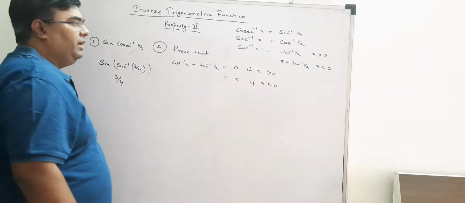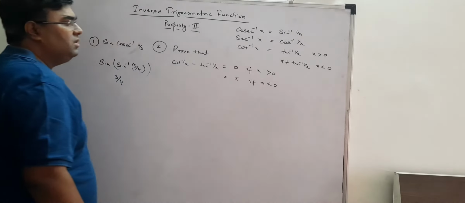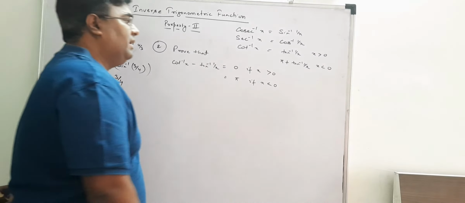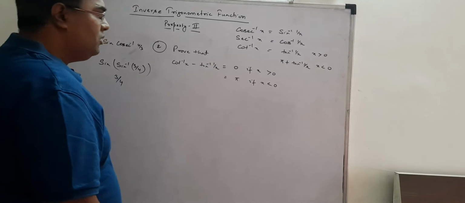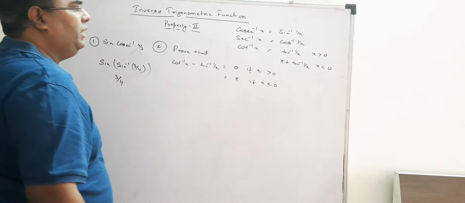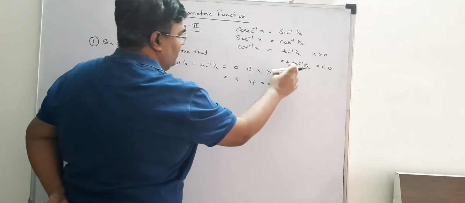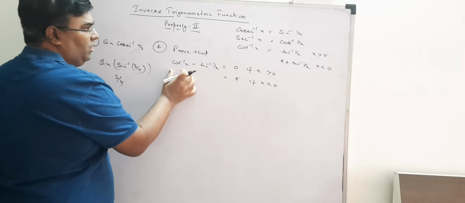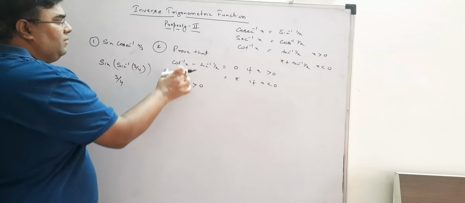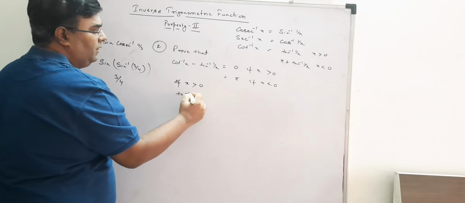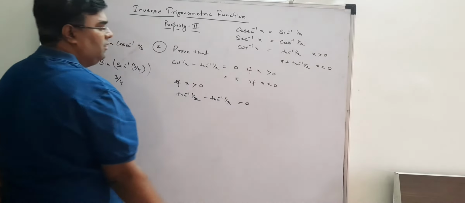And in the second example, I have taken a question like: prove that cot inverse x minus tan inverse 1 by x is equal to 0 if x is greater than 0 and equal to pi if x is less than 0. So it is also based directly on the property. We know that cot inverse x is equal to tan inverse 1 by x if x is greater than 0. Just putting the values here: if x is greater than 0, my cot inverse x will become tan inverse 1 by x, and hence it is 0.